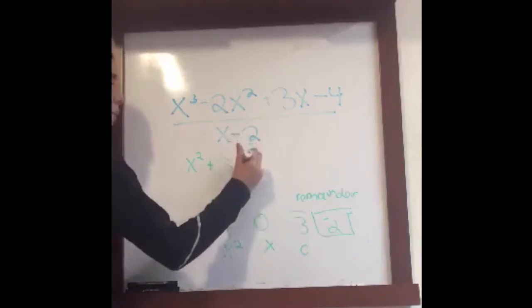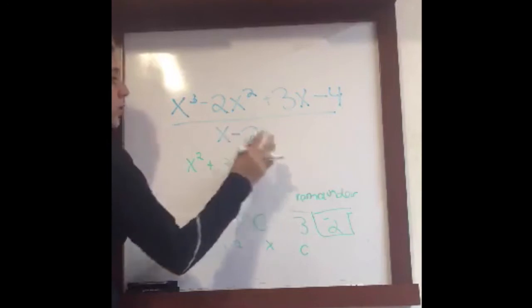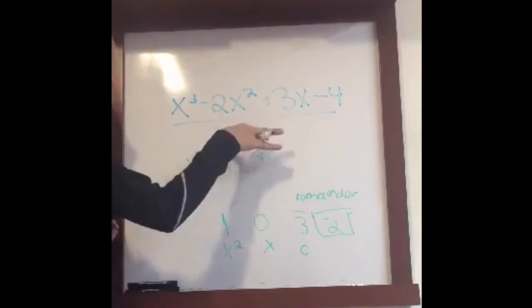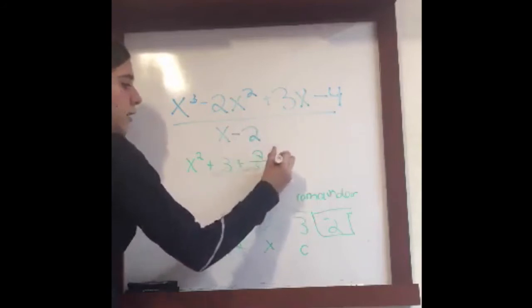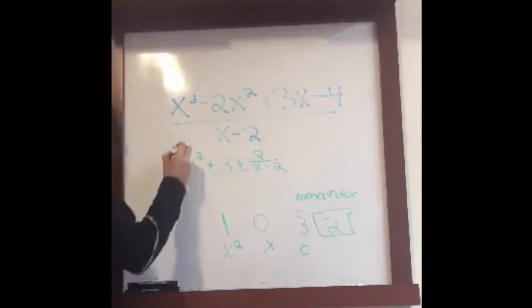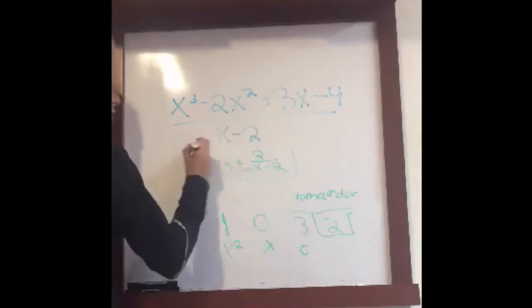So now we got 3 here, so plus 3, and our remainder, so we're going to use plus 2, and we're going to take this first degree polynomial as the denominator. This is our final result.